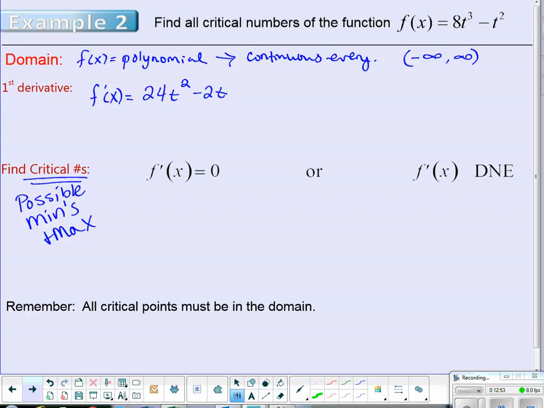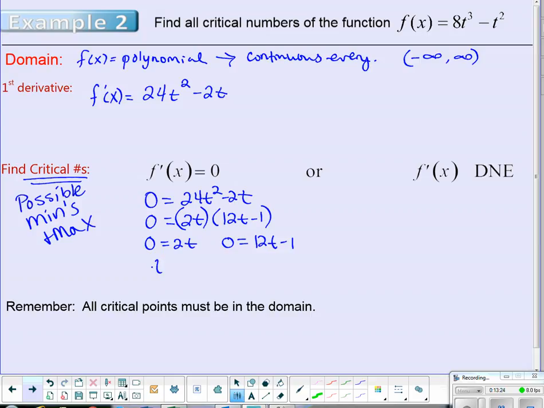All right, so if I take my derivative and set it equal to 0, I'm going to take 0 equals 24t squared minus 2t. How can I find values of t that give me 0? Well, the easiest way, I think, will be to GCF first. So let's pull a 2t. That'll give us 12t minus 1. And then let's set each of these factors equal to 0 and discover our critical points. So at t equals 0, we have a critical point, and at t equals 1/12, we also have critical numbers.